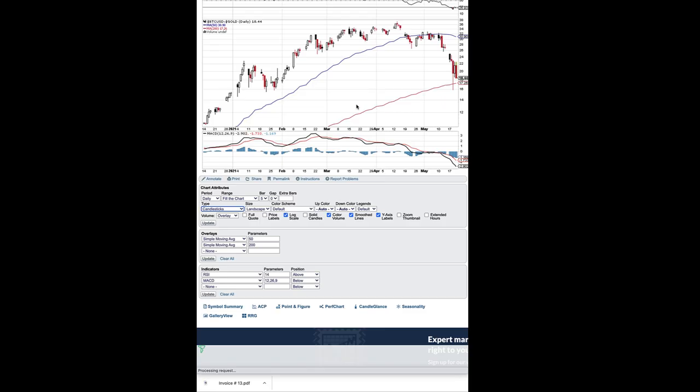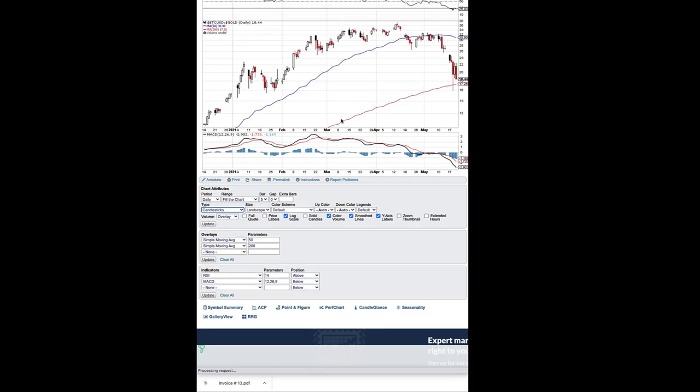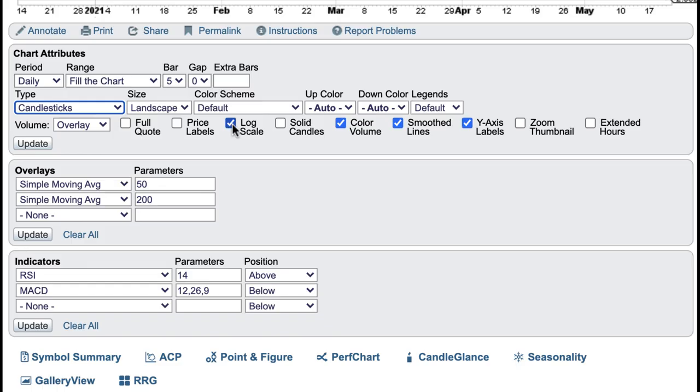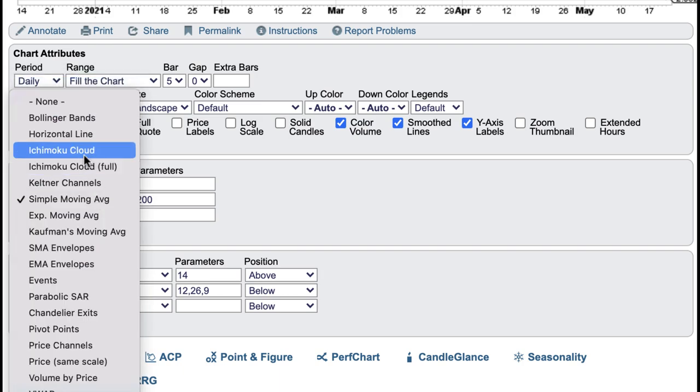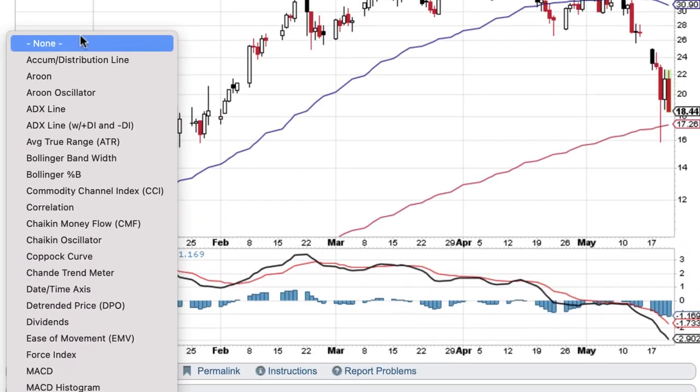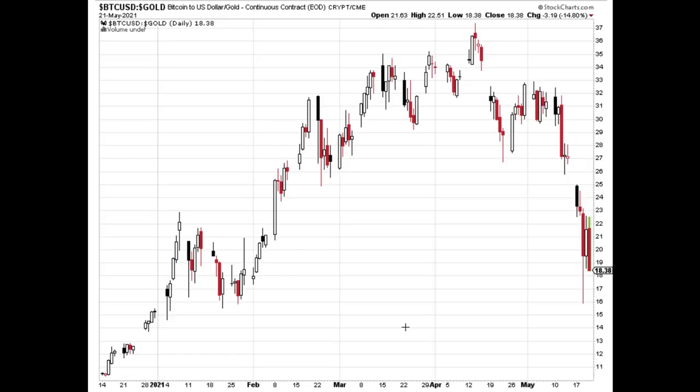So what we're going to first do is go ahead and remove, you can keep log scale if you want. This is just completely up to you. During certain parts of the chart, you can, but I'm going to go ahead and remove log. I'm going to remove these overlays right here. And then I'm going to remove both the MACD and the RSI, and hit update. So the chart's going to look just like this now.